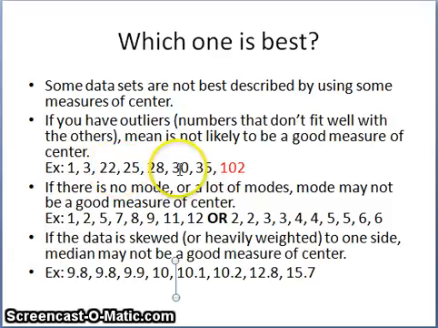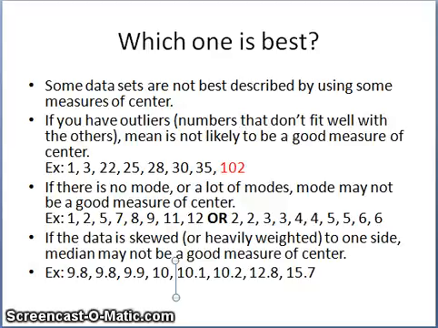And for this one, median would probably be the best measure of center. Notice that there is no mode on this set here. So since there isn't a mode, that wouldn't work either. So median would really be the only measure of center you would want to use. Or else you'd have to take out your outlier and discard it, and then you could do mean, maybe.